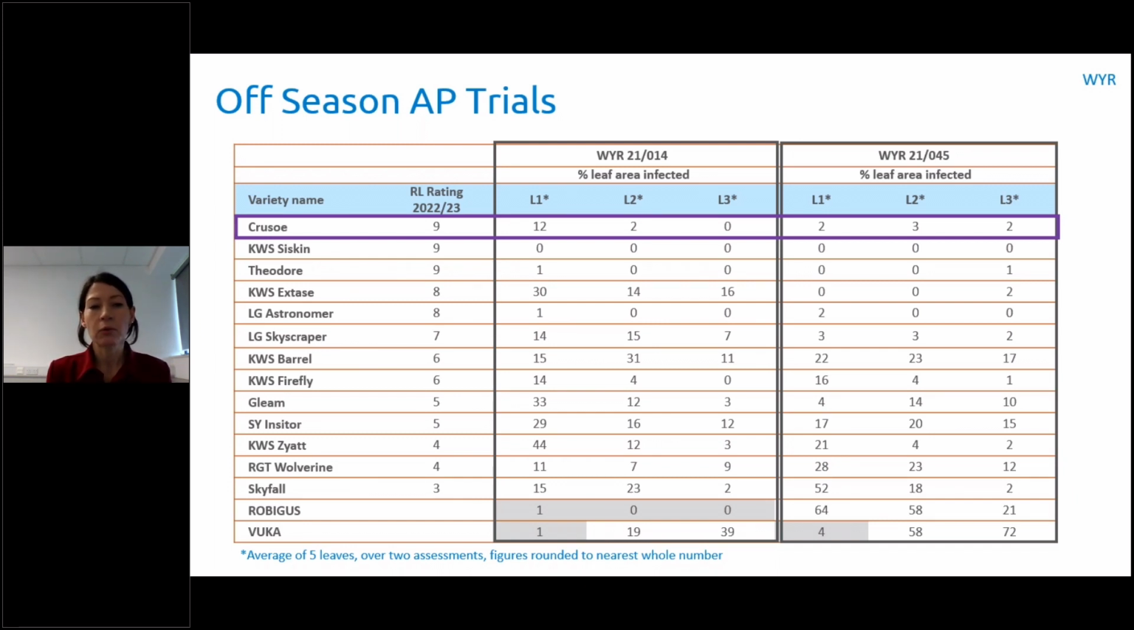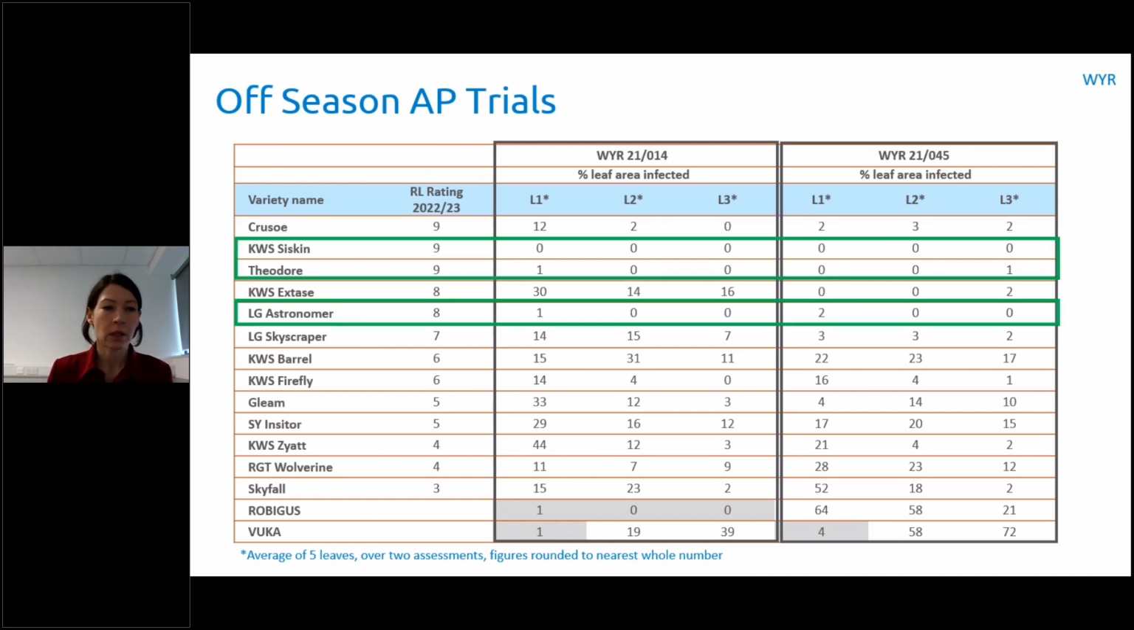So Crusoe rated 9 last year. You can see that it had 12% average infection on L1 with the isolate 2114, but it was only at 2 or 3% with 21045. Then Siskin, Theodore and LG Astronomer. These ones were actually resistant to both isolates. Siskin was particularly resistant. I didn't see any yellow rust at all on Siskin, but Theodore and Astronomer did see some very low levels of 1 or 2% on some of the leaf layers.